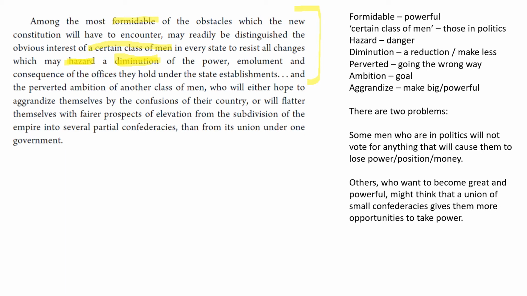And the perverted, that means the wrong way, ambition of another class of men who will either hope to aggrandize, to make themselves big by the confusions of their country, or will flatter themselves with fairer prospects of elevation from the subdivision of the empire into several partial confederacies than from its union under one government. So there are some men that have an ambition to become great. They might think they have more chance to get a higher position if the union is divided into lots of small confederacies. So we have two dangers.